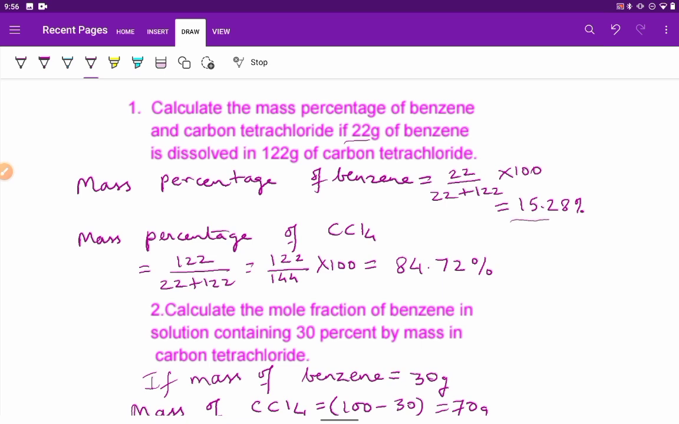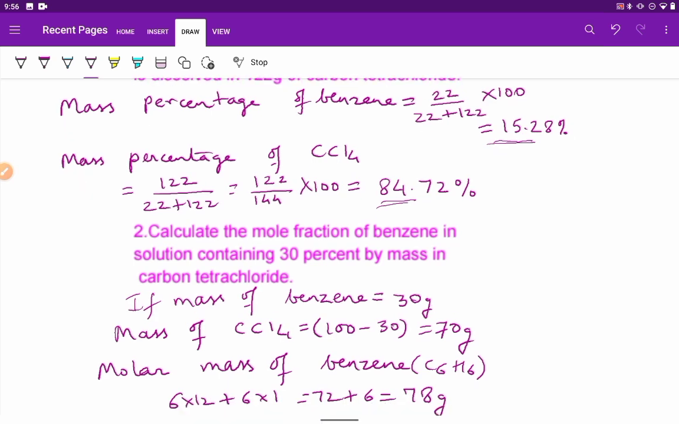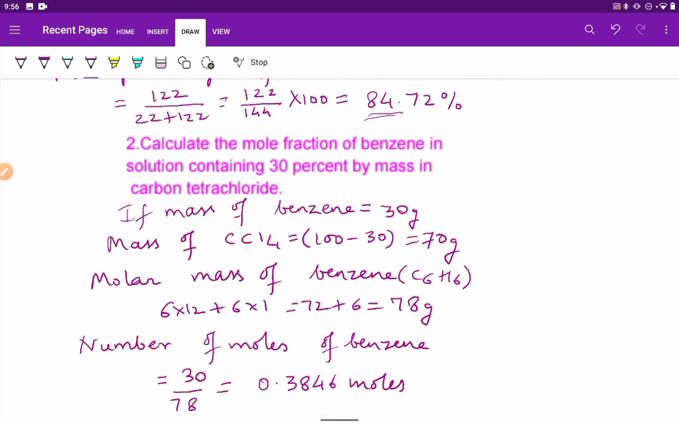On calculation, we get 15.28%. It's very simple. For mass percentage of CCl4, amount of CCl4 is 122, so it is 122 divided by the total mass, 22 plus 122. On calculation we get, and we have to multiply by 100, it is 84.72%. Next one is good one.